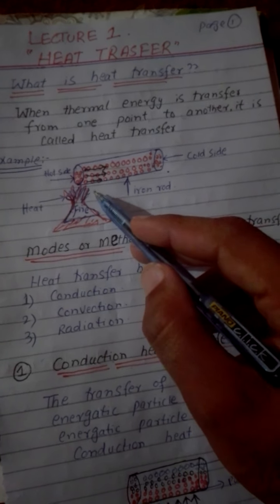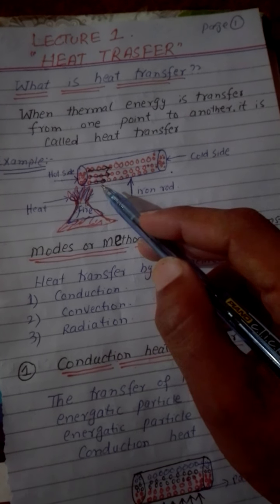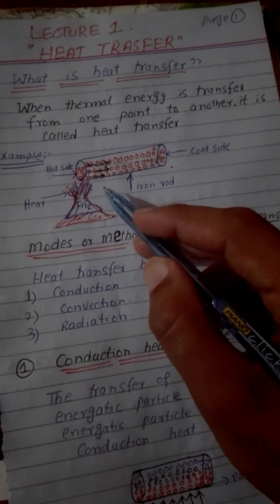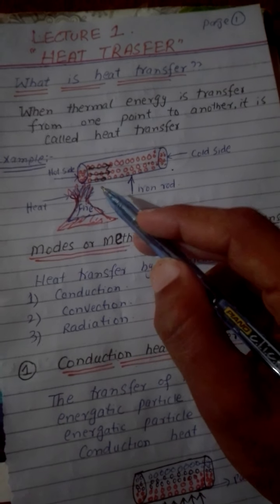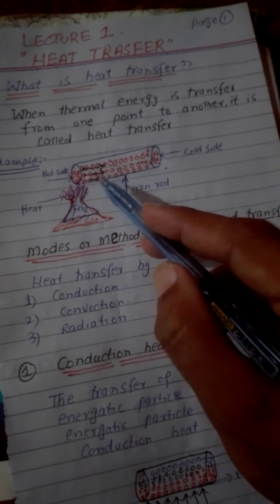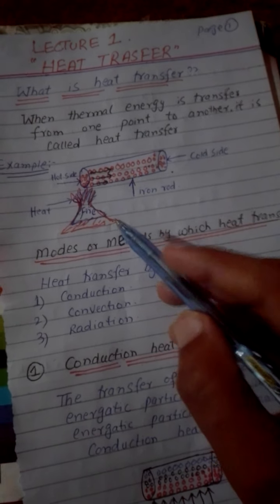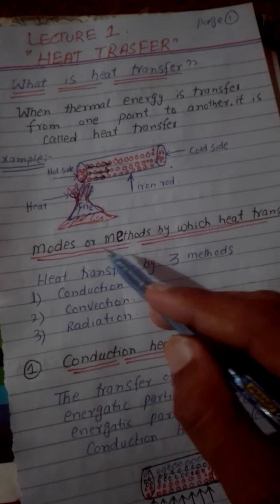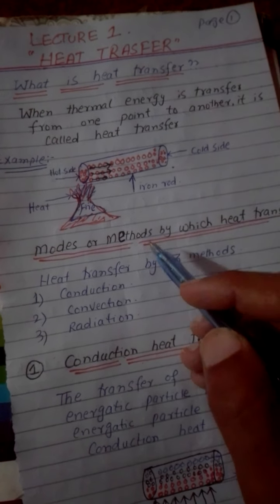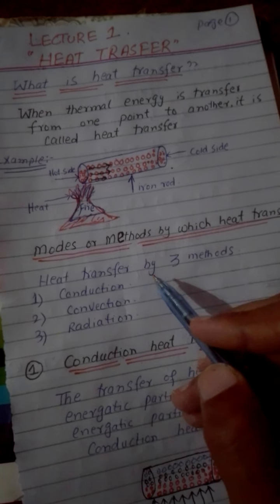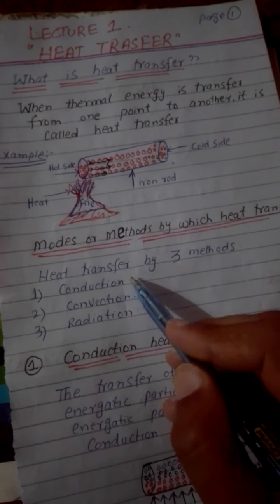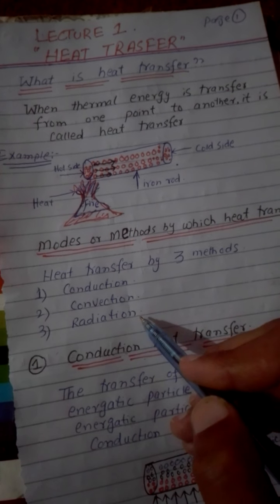As we know, there are many forms of energy. One is light energy, sound energy, mechanical energy, etc. So heat is a form of energy, and it transfers from one point to another, and this is known as heat transfer. There are modes or methods of heat transfer. Heat is transferred from one point to another by three methods. One is conduction, one is convection, and the third one is radiation.